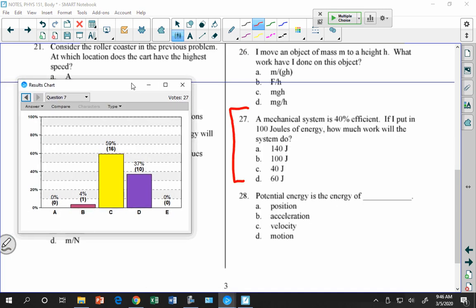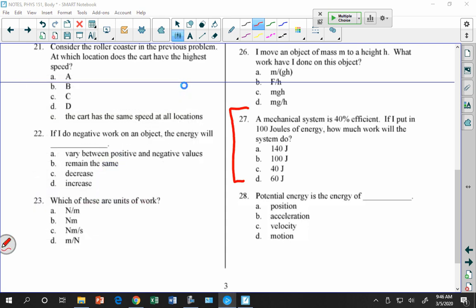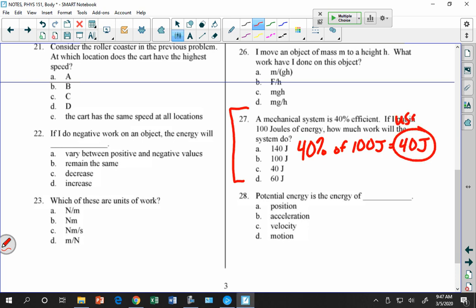Okay, so if the mechanical system is 40% efficient, and I put in 100 joules, that means I'm going to get out 40 joules. Right? Now, the 60 joules, I lose. Whatever is left over, I lose. But if it's 40% efficient, that means whatever I put in, I get 40% of that back. And 40% of 100, that's easy, right? 40% of 100 is 40. But that means I've lost 60 joules. Okay? So 40% efficient means 40% of 100 joules is equal to 40. And this is what I get. This is usable energy.